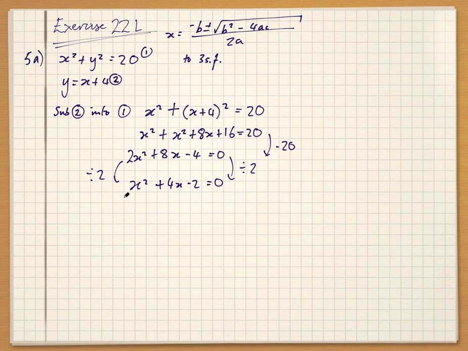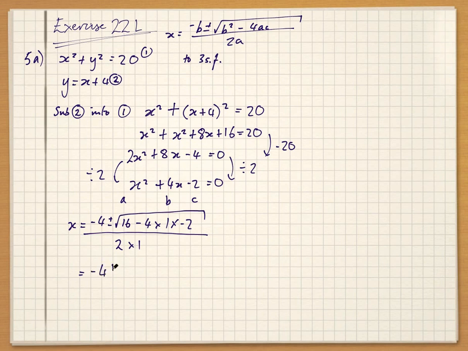So I'm now going to use the quadratic formula, and I'm going to label these a, b, and c, where a is 1, b is 4, and c is minus 2. Using the formula, x equals minus b, that's minus 4, plus or minus the square root of b squared, that's 16, minus 4 times a, which is 1, times c, which is minus 2, all of which is over 2 times 1.